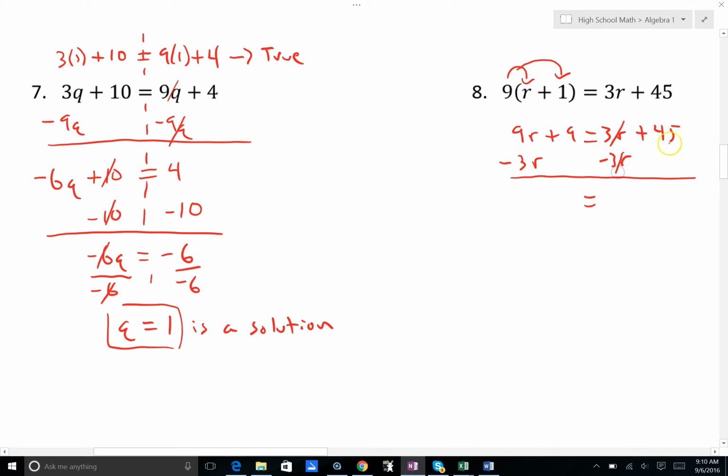3r subtracts 3r to leave 45. 9r minus 3r is 6r. Plus 9 remains. Solving for r, we will first undo our added or subtracted first. Minus 9 on both sides. 9 subtracts 9 to leave our 6r. 45 minus 9 is a 36.